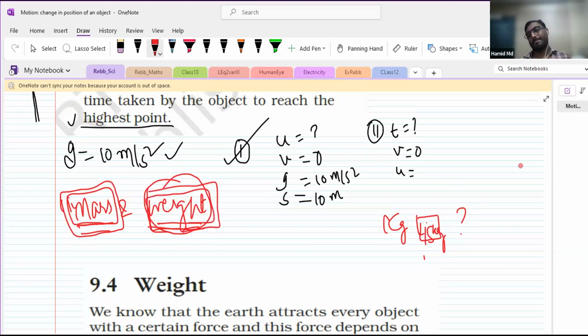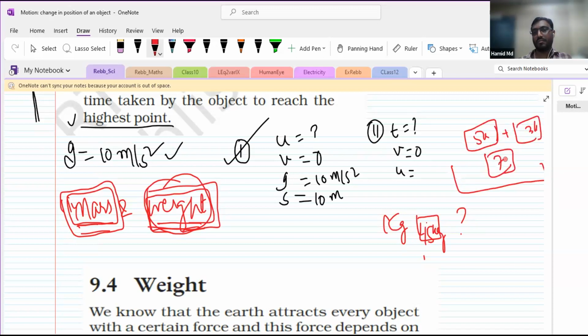Say in this container, suppose this is a container, we are putting 5 kg, plus again 3 kg, then again 7 kg. So we can keep on adding. This is weight, right? Yeah. So this is weight. We can't do that with mass.